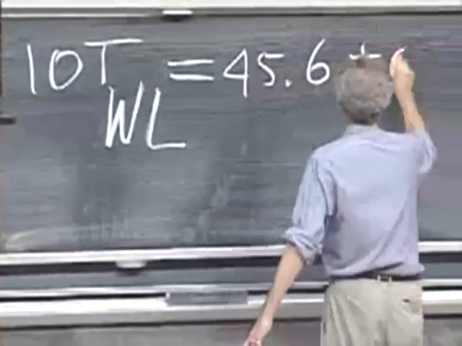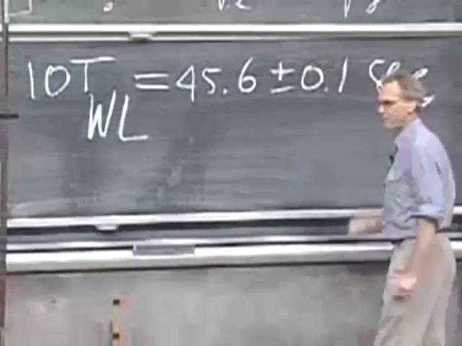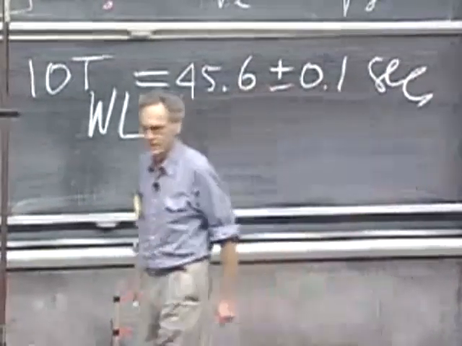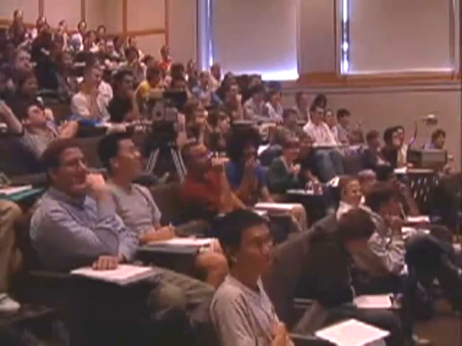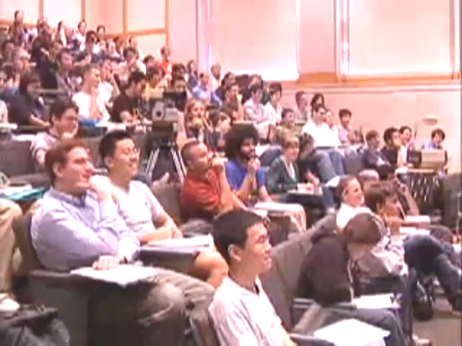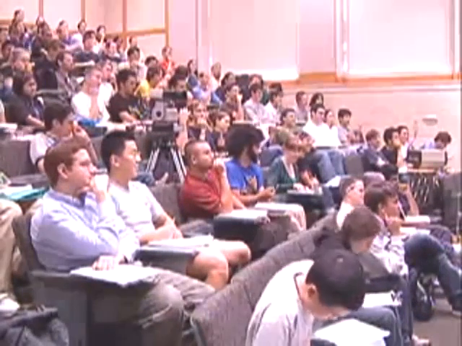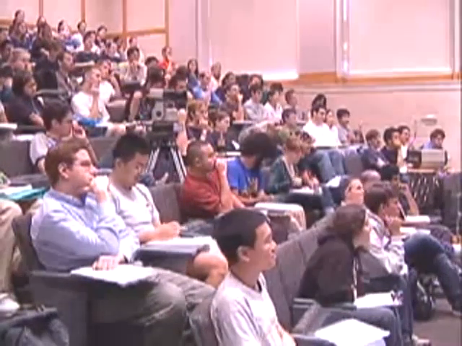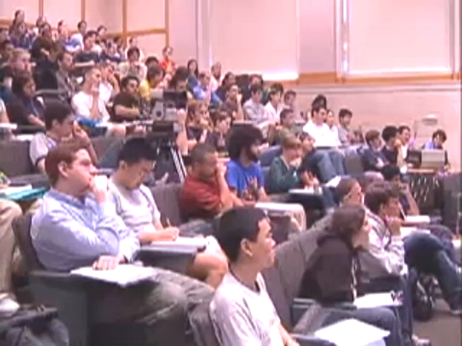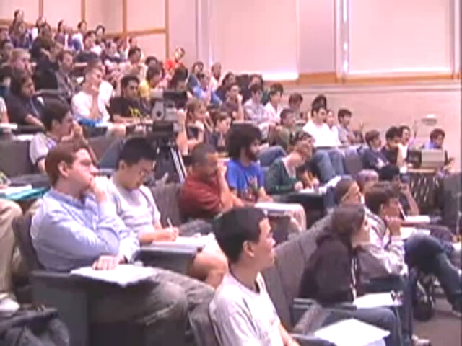45.6 plus or minus 0.1 seconds. Physics works, I'm telling you. All right, so I think this was convincing, at least for the freshman, that indeed the period of a pendulum is independent of the mass, provided that you can ignore the mass of the string itself, which is the case for that pendulum.